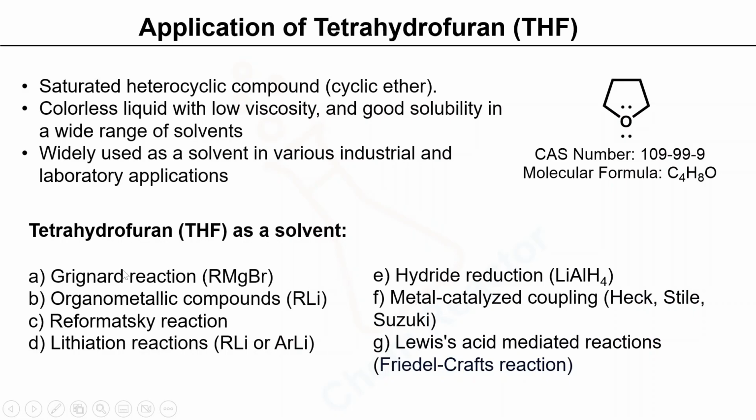Either the preparation of the Grignard reagent or the reactions of a Grignard reagent with other reactants, THF or diethyl ether are the preferred solvents. Then organometallic reactions, Barbier reactions, or the synthesis of organolithium compounds like butyllithiums or aryl lithiums from alkyl halides or aryl halides, THF is the preferred solvent.